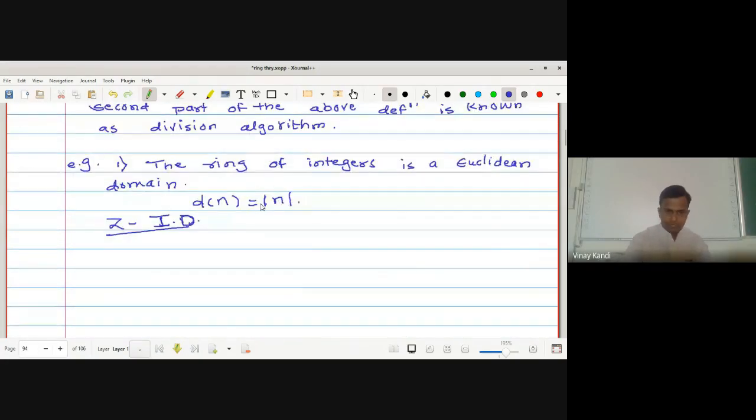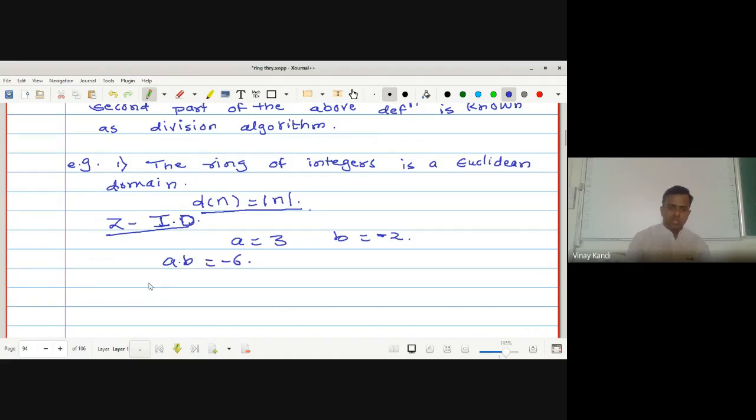Now look at it. What is my function? d(n) is equal to mod n. Now take any two elements. Suppose a is equal to 3 and b is equal to -2. What is ab?